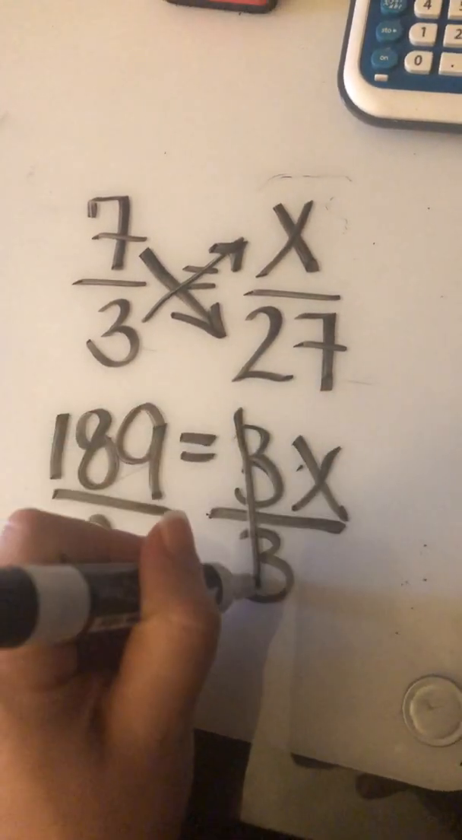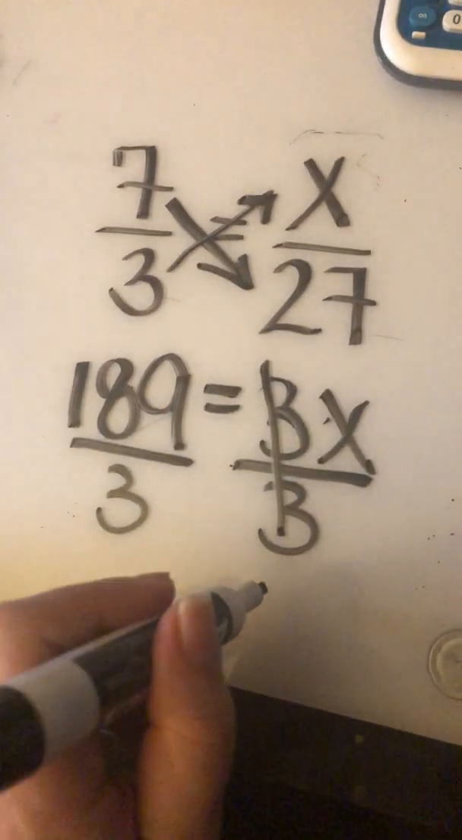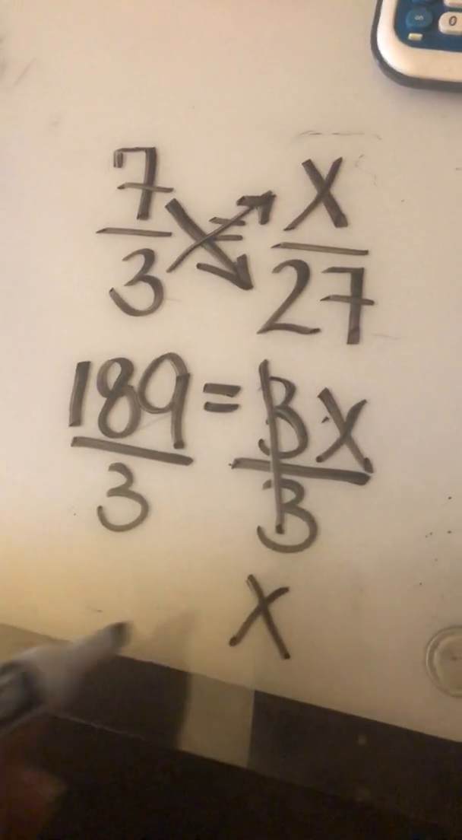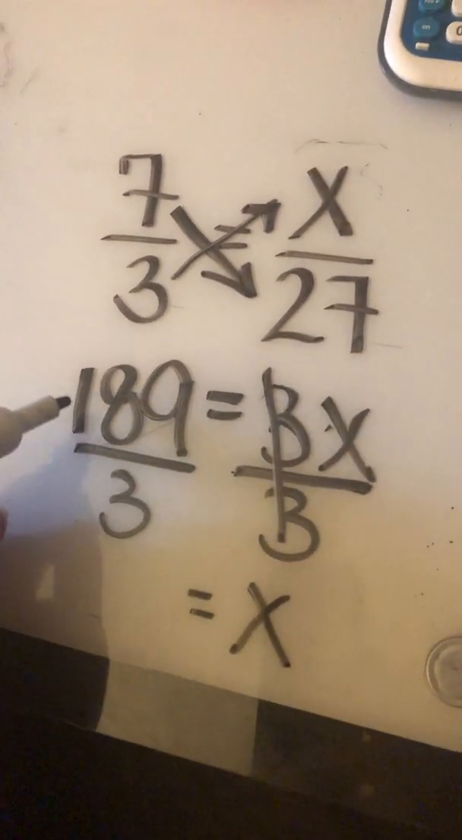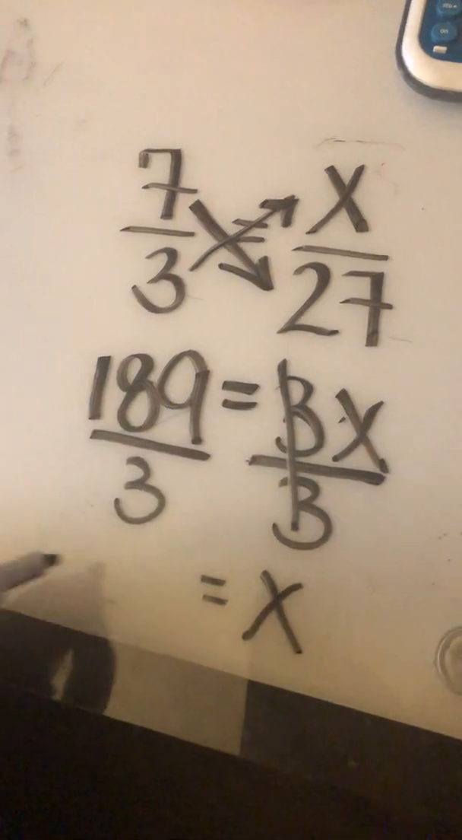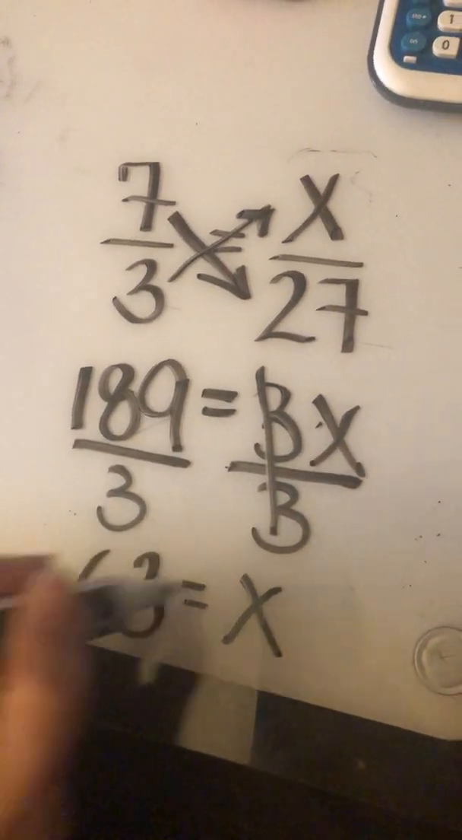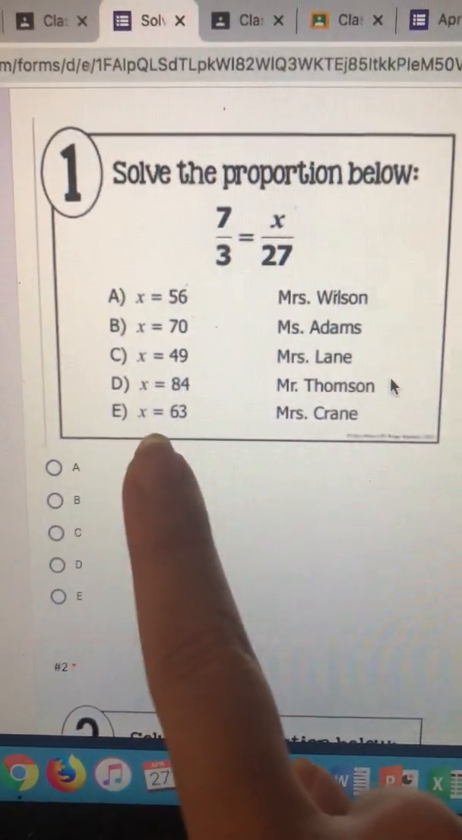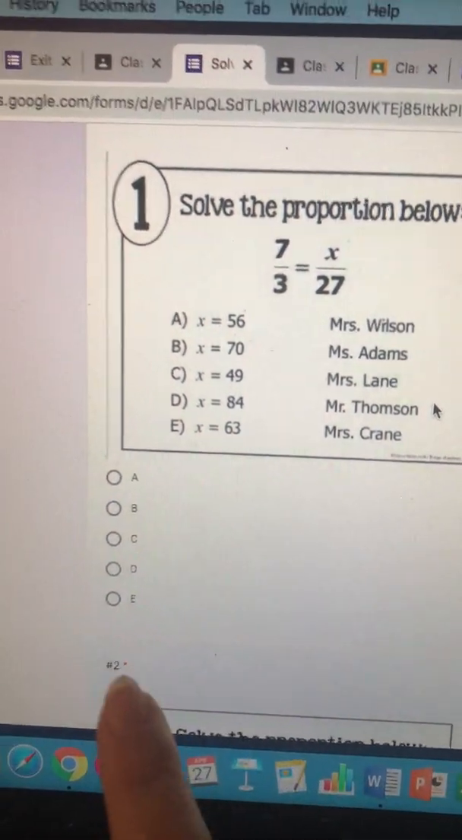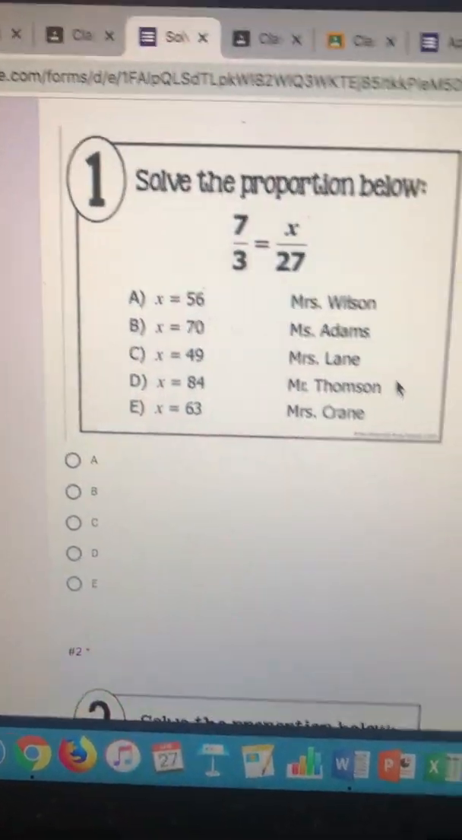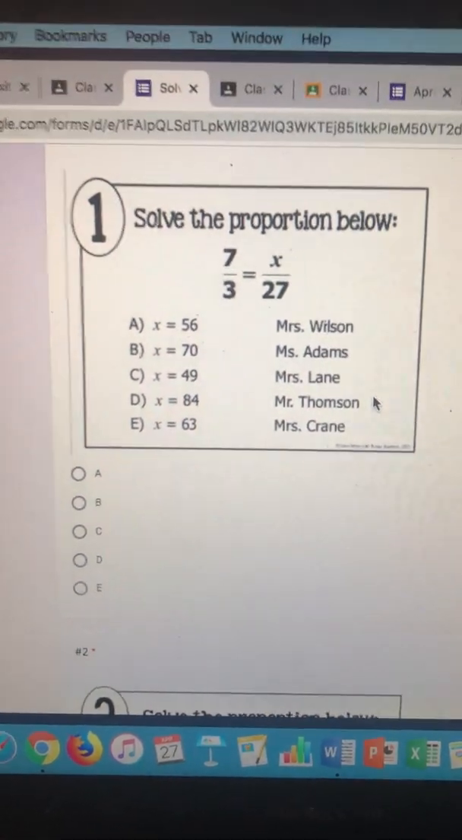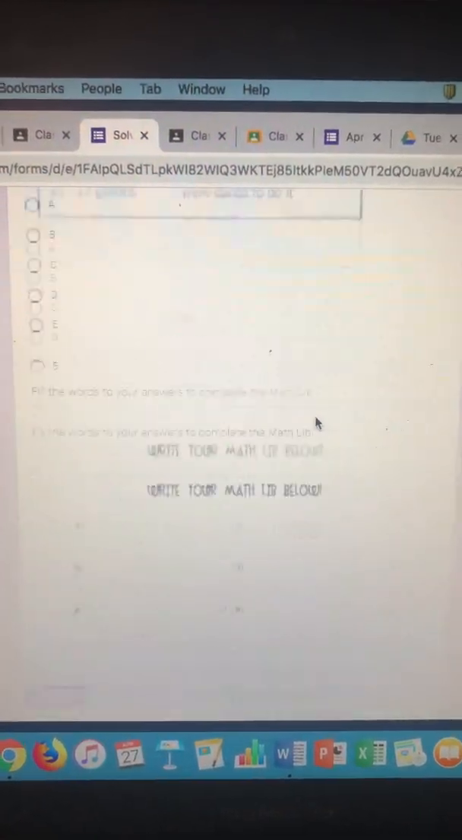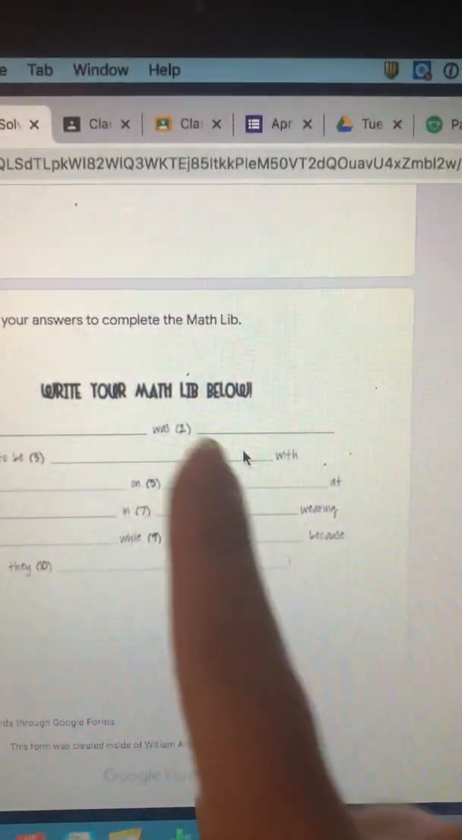These 3's will cancel because anything divided by itself is 1, and we know we can write x without that 1 in front of it. And then 189 divided by 3 will give us 63 as our answer. Okay, so for number 1, if you look at the options, E has x equal to 63, so you would select E on the form for number 1. Then after you complete, I believe there are 10, you're going to fill in the Mad Lib.